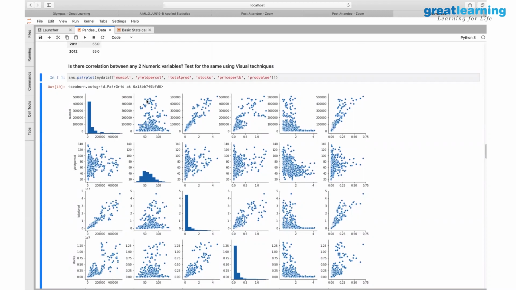This data distribution should give you some trend. If you just take this numcol variable with the yield per colony, what is this telling us? The majority of the honey producing colonies have very low values, and only a few are scattered in the upper echelons. Otherwise, the majority are concentrated in this particular region. And what is the third variable? Total production. So production versus number of colonies: as the number of colonies increases, the production also increases. So this is pretty much a linear relationship that you can see.